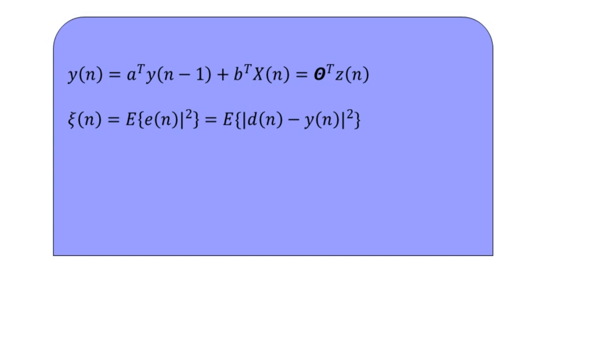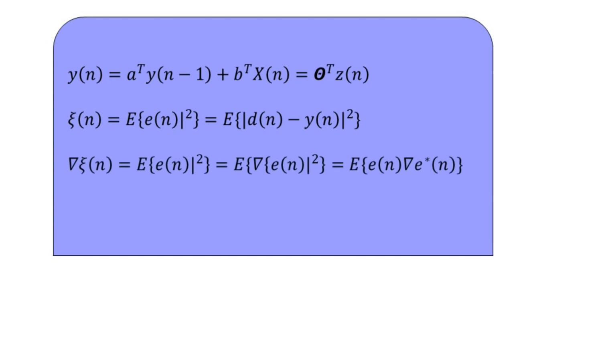As we have the gradient notation for this mean square error, here we have del xi of n equal to del expected value of mod square of e of n. We write it as the expected value of del applied to the mod square of e of n, and finally we represent it as the expected value of e of n multiplied by del of the complex conjugate of e of n. Therefore the gradient will be equal to 0 when the condition is satisfied: the expected value of e of n multiplied by grad of the complex conjugate of e of n is equal to 0. This is a very important condition.